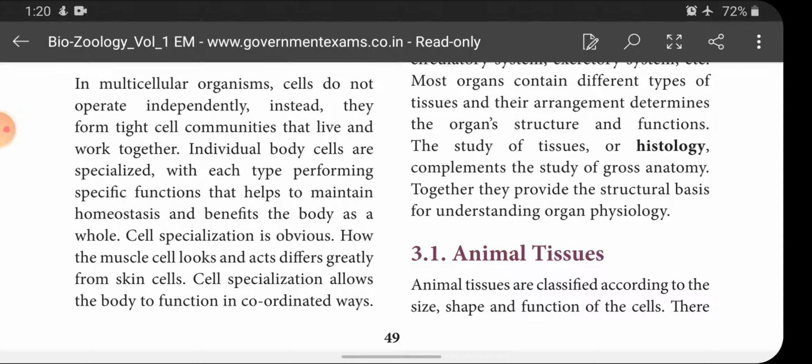So cell specialization is obvious. How the muscle cells look and act differs greatly from the skin cell, isn't it? When we look at both a muscle cell and a skin cell, both will not be the same. They show some differences, and they also do different functions from each other. Cell specialization allows the body to function in a coordinated way.